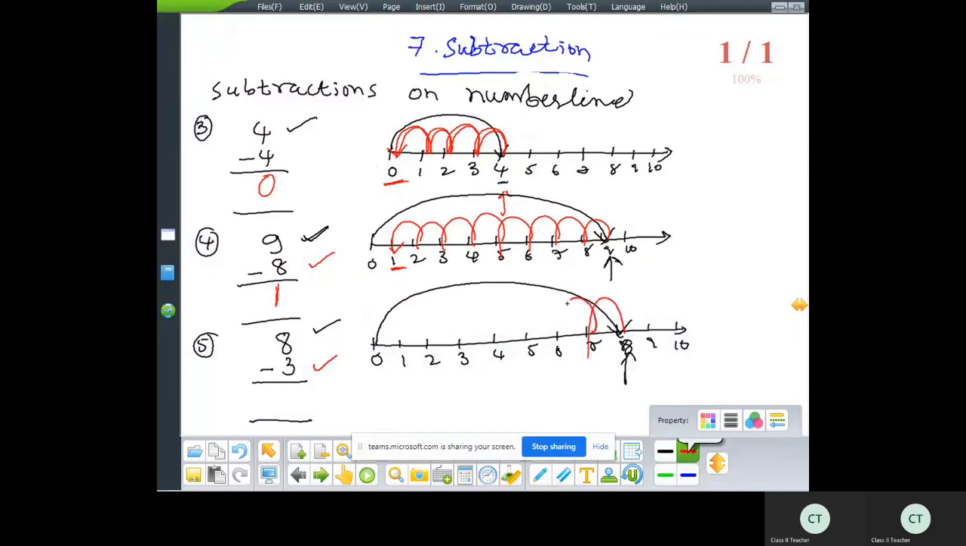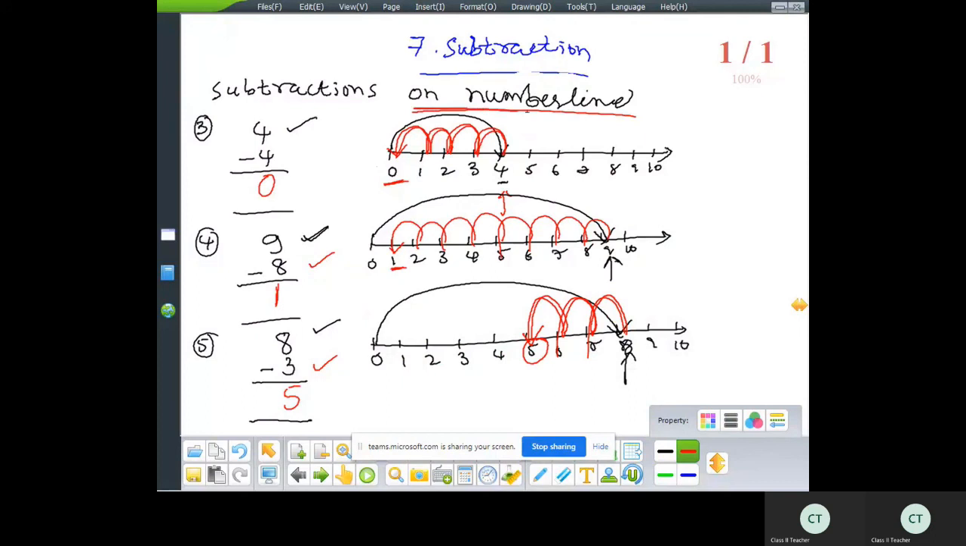1, 2, 3. From here, we move backside with 3 steps. Yes, our arrow symbol at 5. 8 minus 3 is equal to 5. These are subtraction on number line.